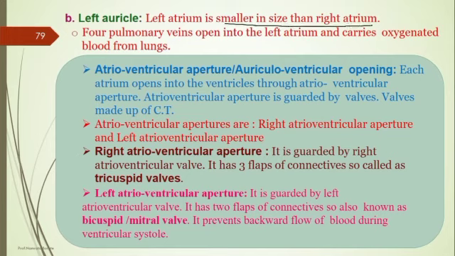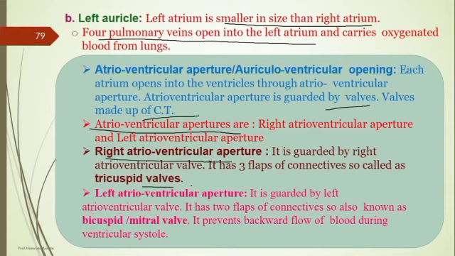The next one is the left atrium. The left atrium is smaller in size than the right atrium. Four pulmonary veins open into the left atrium and carry the oxygenated blood from the lungs. The atrium opens into the ventricle through the atrioventricular aperture, or atrioventricular opening. It is guarded by a valve made up of connective tissue.